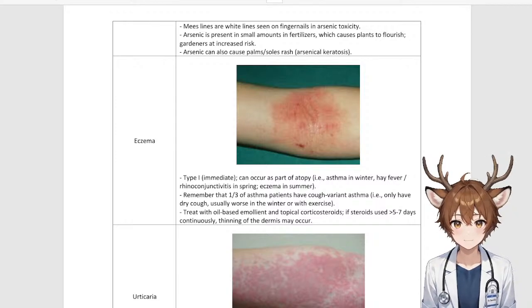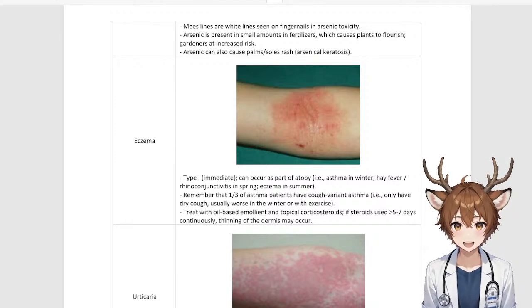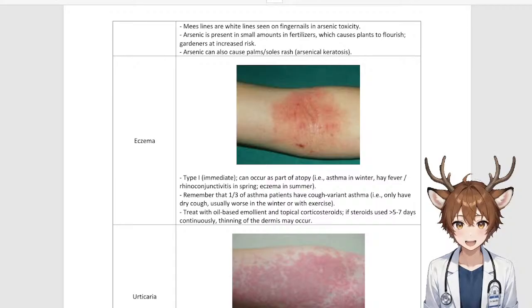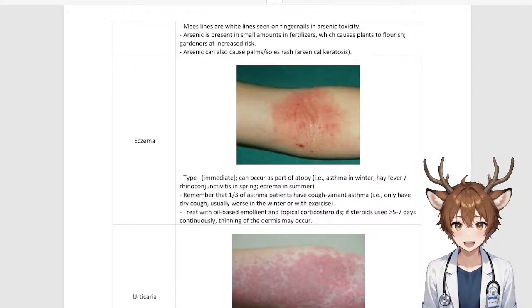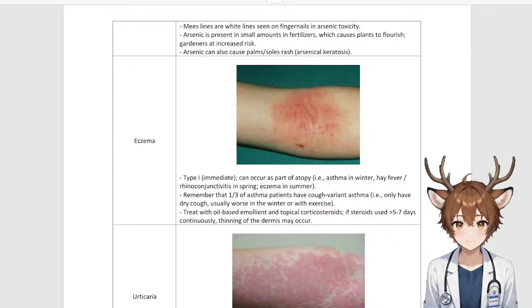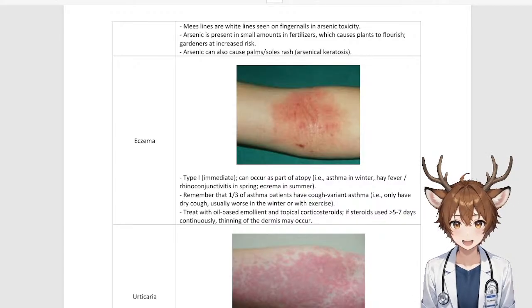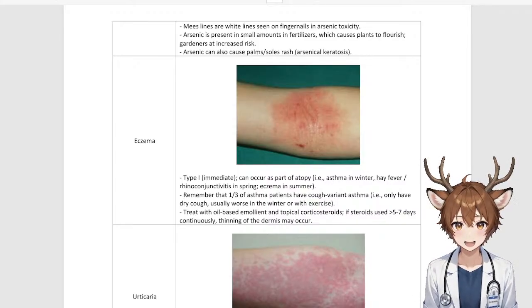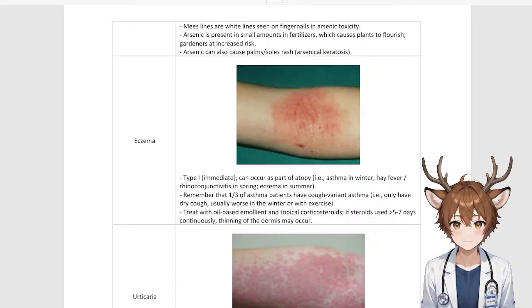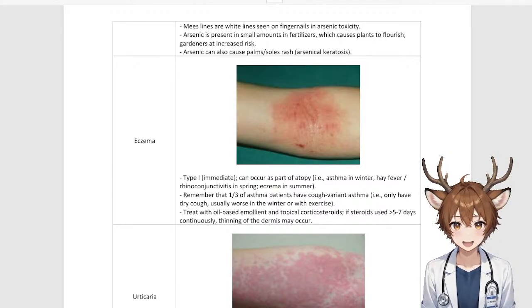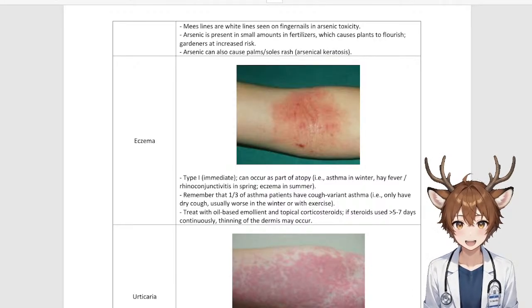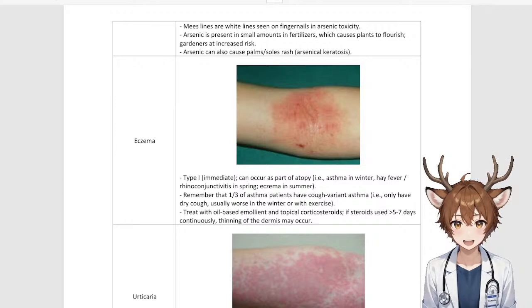Eczema, type 1, immediate, can occur as part of atopy, that is to say asthma in winter, hay fever, rhinoconjunctivitis in spring, eczema in summer. Remember that 1/3 of asthma patients have cough variant asthma, that is to say only have dry cough, usually worse in the winter or with exercise. Treat with oil-based emollient and topical corticosteroids. If steroids are used continuously for greater than 5 to 7 days, thinning of the dermis may occur.